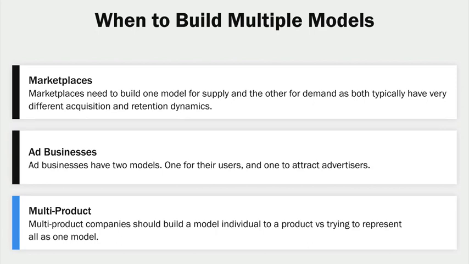The third type of qualitative growth model where we might need multiple different models to represent the full picture of the business are companies that are mature enough to have multiple products. That would be something like Salesforce or HubSpot, where they have a whole line of products that serve different needs. We would want to build a qualitative growth model individual to the product rather than trying to represent it all as one model, which would end up being too complicated.